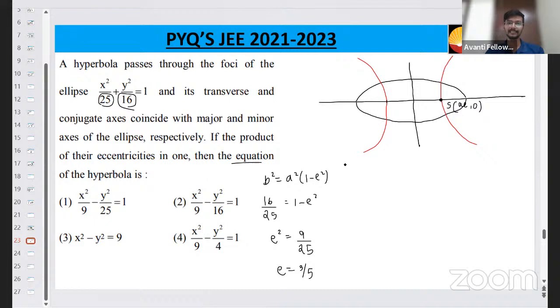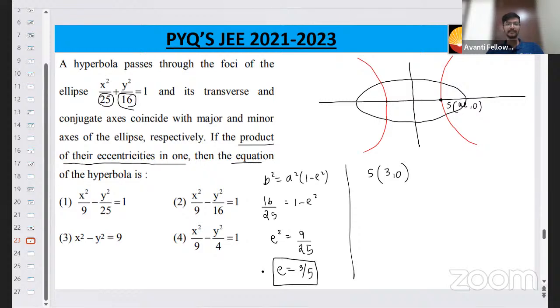So what will be the focus coordinates? Focus coordinates will be (ae, 0) = (5 × 3/5, 0) = (3, 0). Got it. And it is given that the product of their eccentricities is 1. That means if the ellipse's eccentricity is 3/5, the hyperbola's eccentricity will be 5/3 because their product is 1.